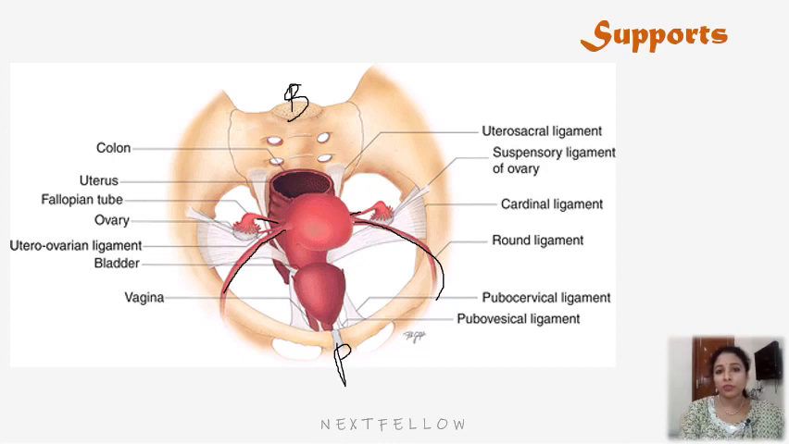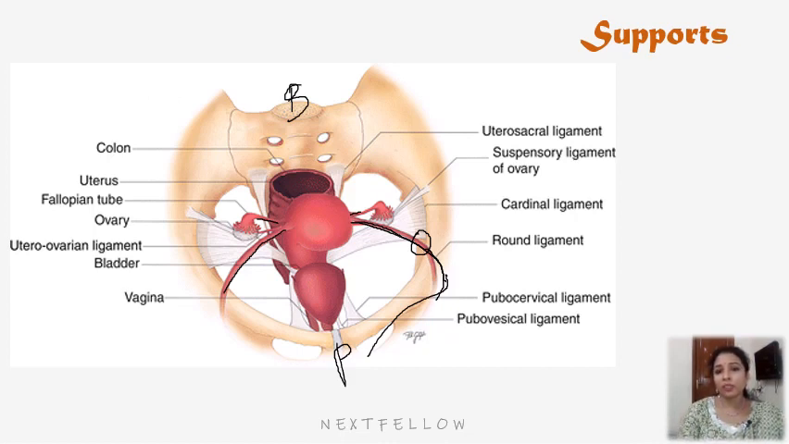The round ligaments of the uterus are a pair of fibromuscular bands which lie between the two layers of the broad ligament. They begin at the lateral angle of the uterus and pass forwards and laterally between the two layers of the broad ligament. Then they enter the deep inguinal ring, and after winding round the lateral side of the inferior epigastric artery, traverse the inguinal canal and emerge through the superficial inguinal ring.